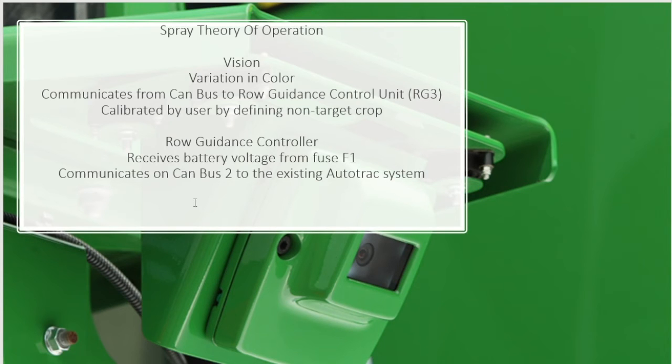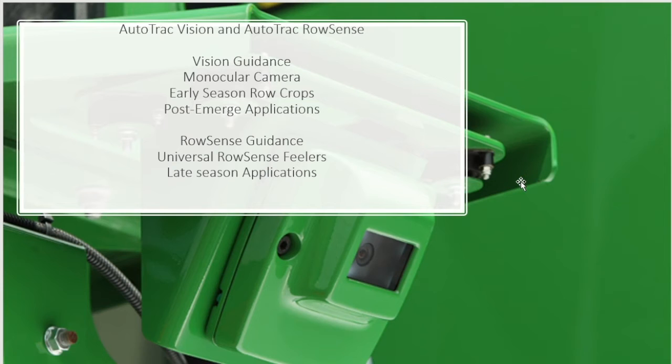The row guidance controller receives battery voltage from fuse F1 and communicates on CAN bus 2 to the existing AutoTrack system: AutoTrack Vision and AutoTrack RowSense. We're going to talk about the RowSense more later, but the components and kind of more about it.